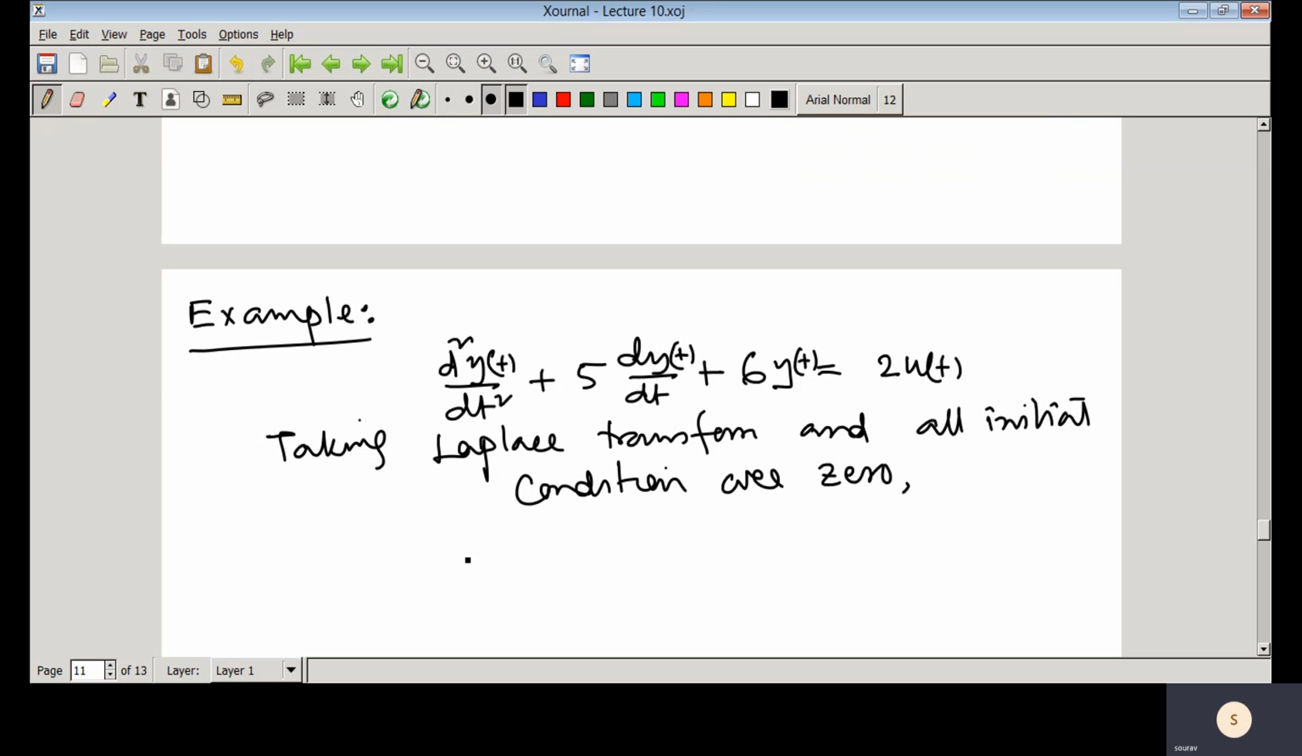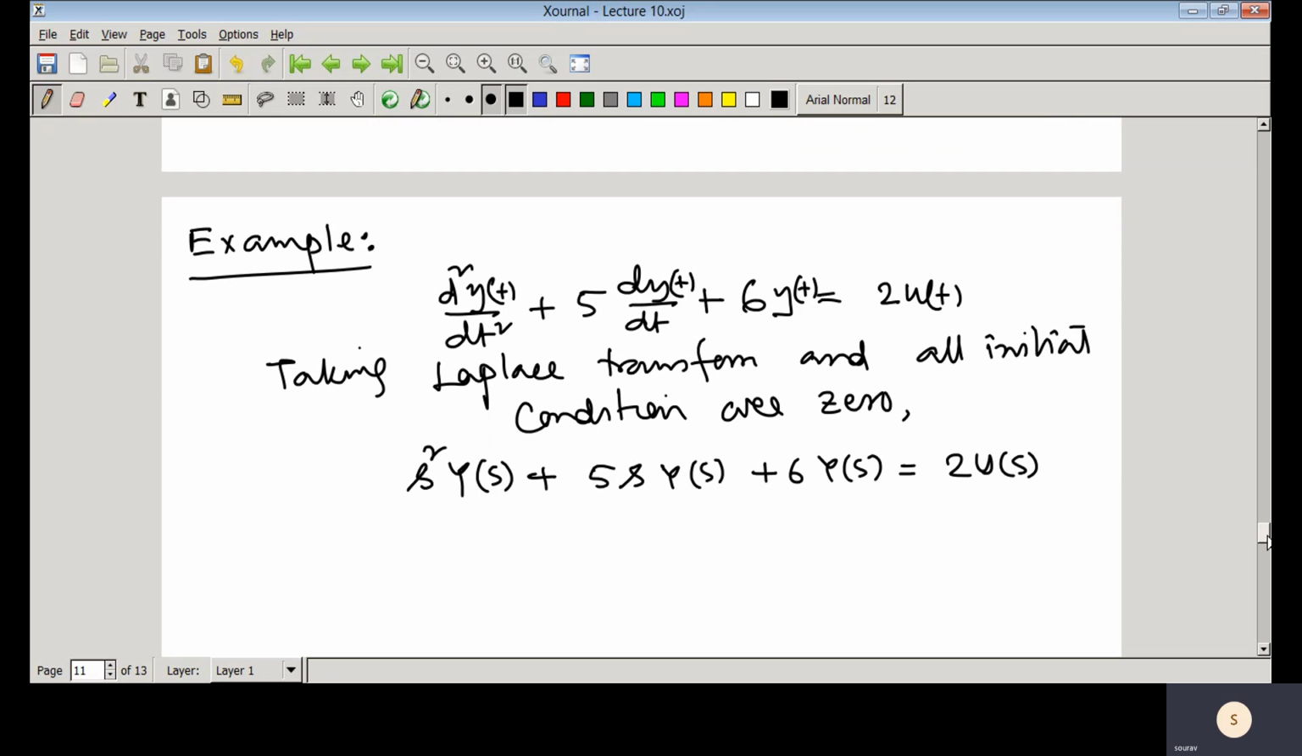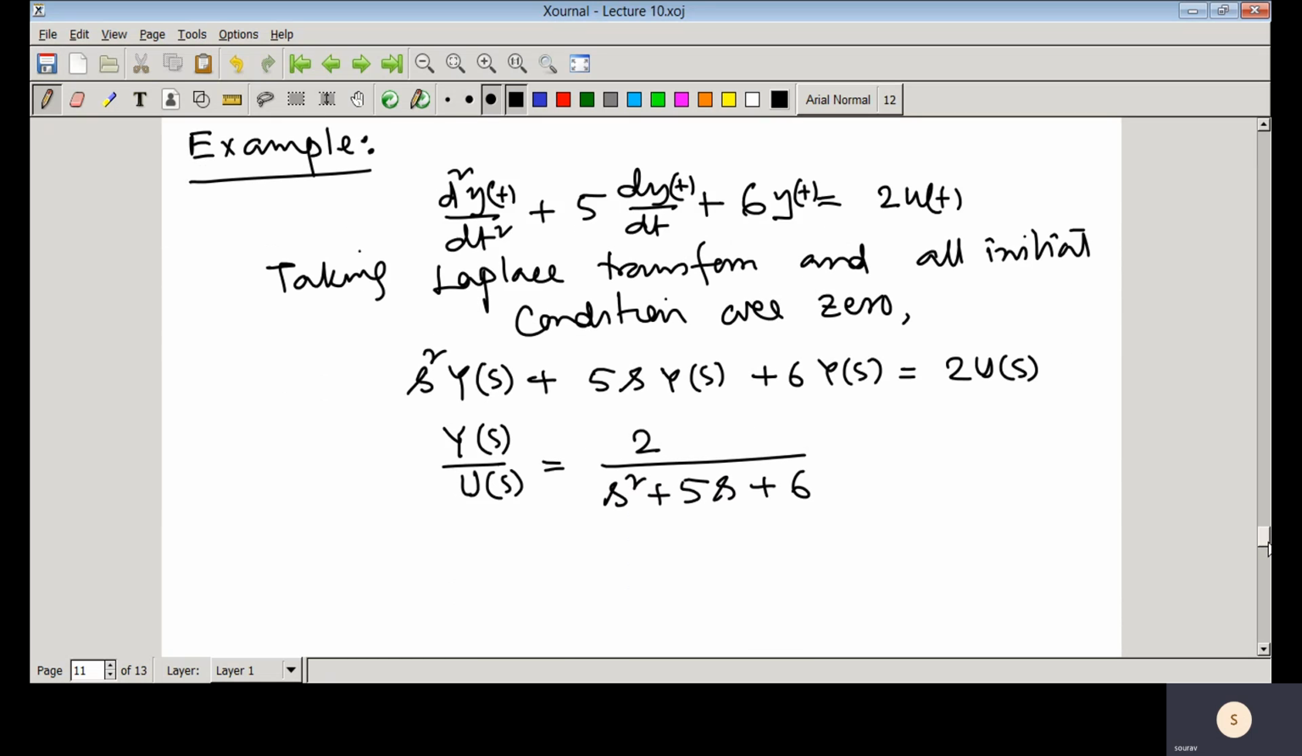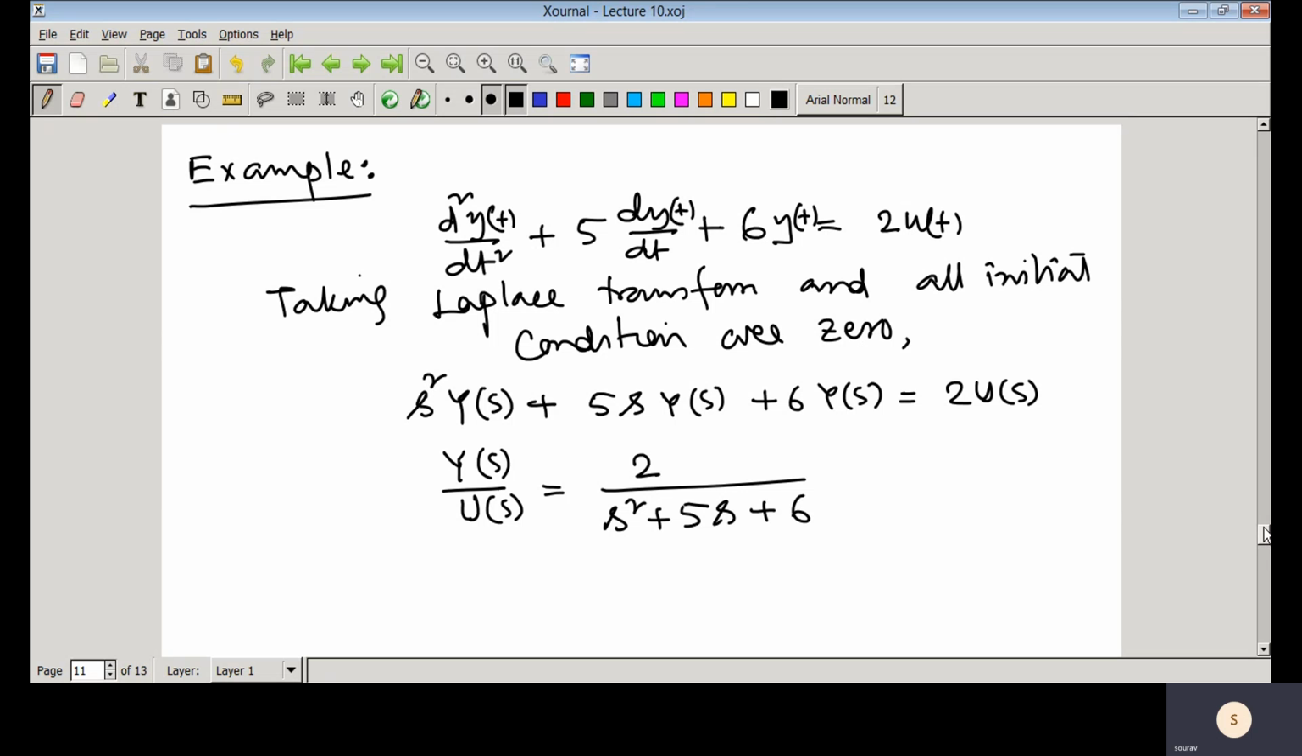The transfer function that you would have, so here s square ys plus 5s ys plus 6 ys equal to 2 us. So now if you take it as single input single output system, then you can represent it as output by input. So that one equal to 2 by s square plus 5s plus 6. So we have seen this particular method for finding transfer function from differential equation. Then we'll see how to get transfer function from state space model.